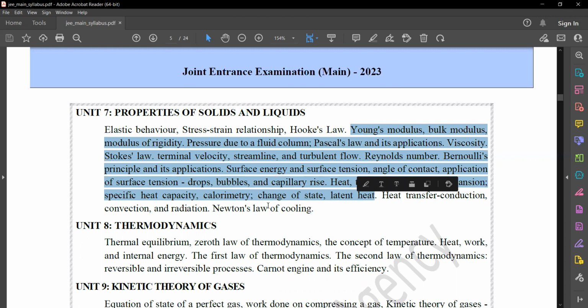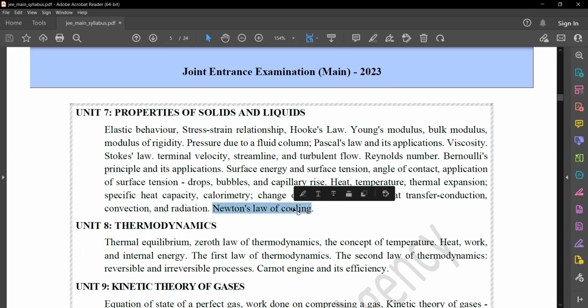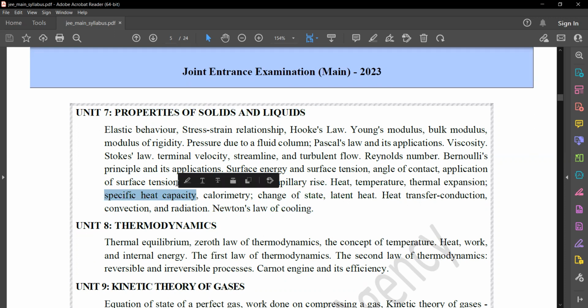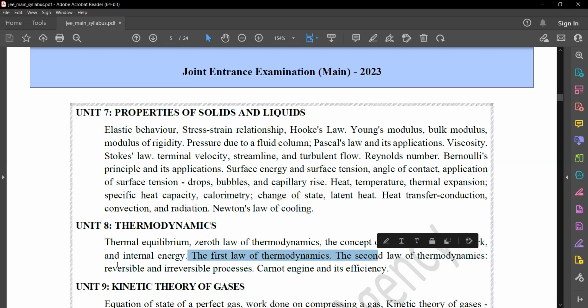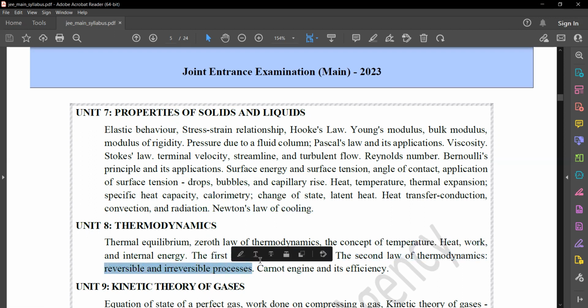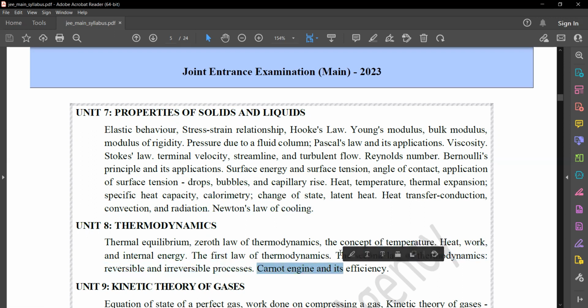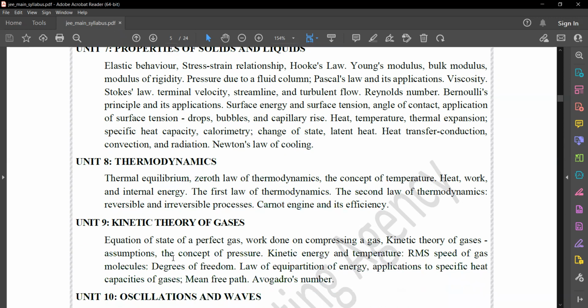Heat transfer, conduction, convection, radiation, Newton's law of cooling, specific heat capacity, all these things are there from these three chapters. Reynolds number, Bernoulli's principle, all these things. Then your chapter number 12, thermodynamics. First law, second law of thermodynamics, reversible and irreversible process, Carnot engine, efficiency, heat, work, internal energy, so like all these things.